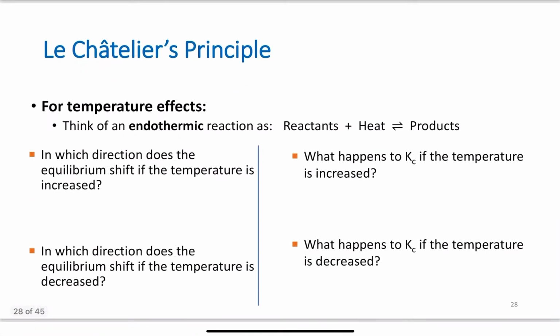So let's talk about some of these. For temperature effects, I want you to think of an endothermic reaction as reactants plus heat yields products. Remember, endothermic means that heat is absorbed by the system from the surroundings.